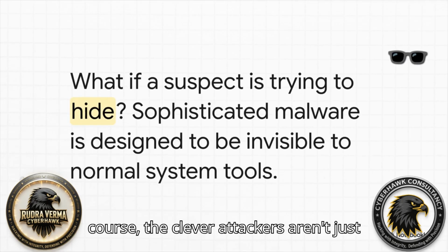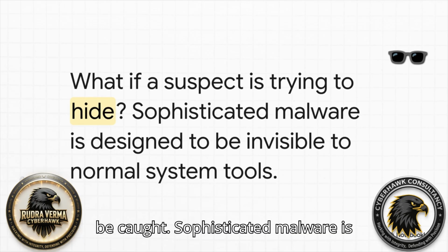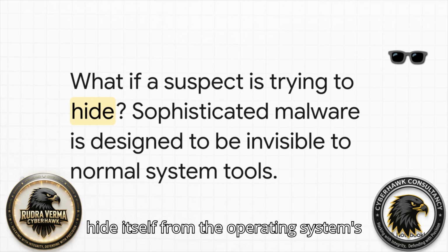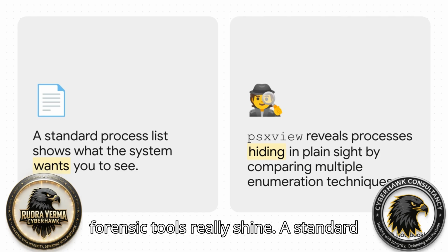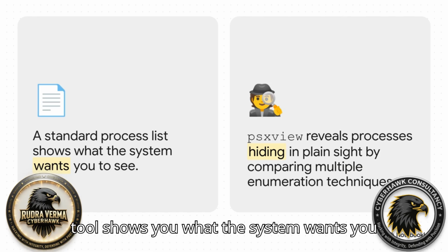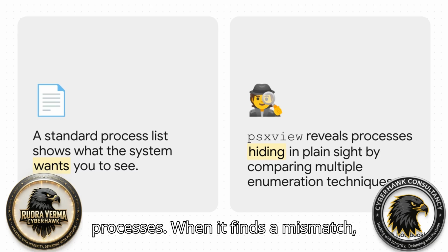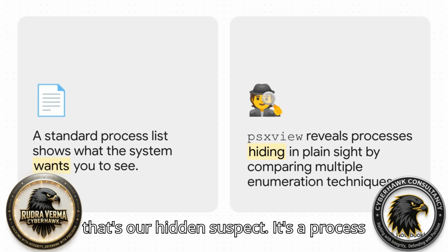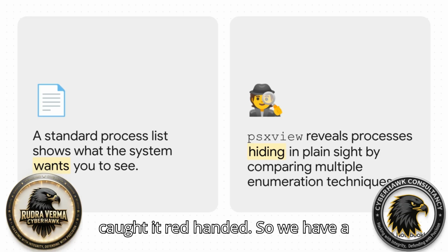Of course, the clever attackers aren't just going to stand out in the open waiting to be caught. Sophisticated malware is specifically designed to be invisible, to hide itself from the operating system's normal view. And this is where true forensic tools really shine. A standard tool shows you what the system wants you to see, but psxview cross-references multiple different methods for finding processes. When it finds a mismatch, that's our hidden suspect. It's a process trying to cloak itself, and we've just caught it red-handed.